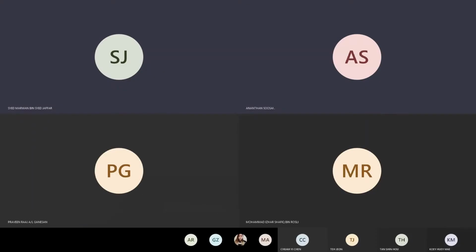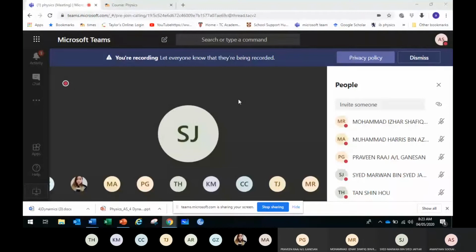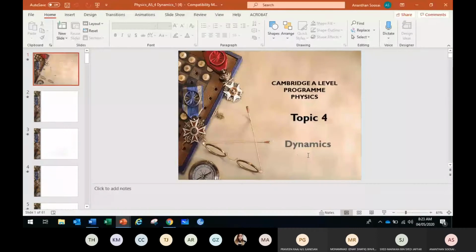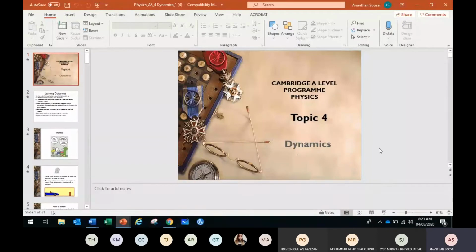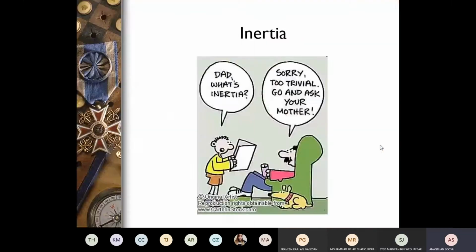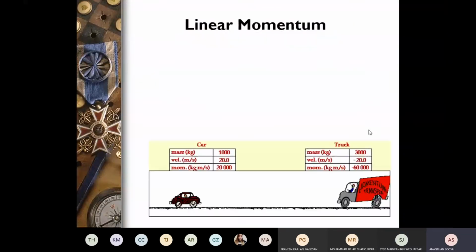Okay, so I got it. So let me share the screen. Okay, so everyone can see the screen, eh? Can see the screen, eh? Okay. Yes. So good.